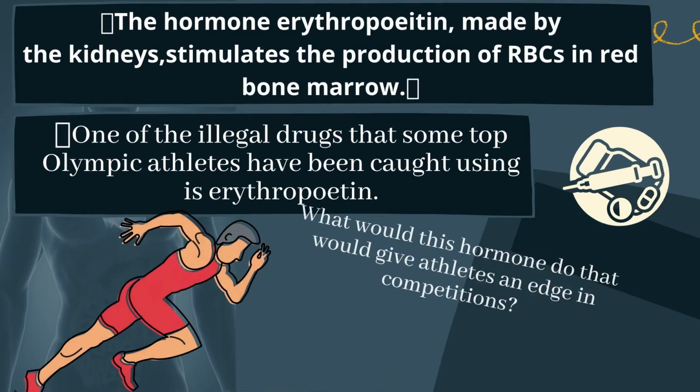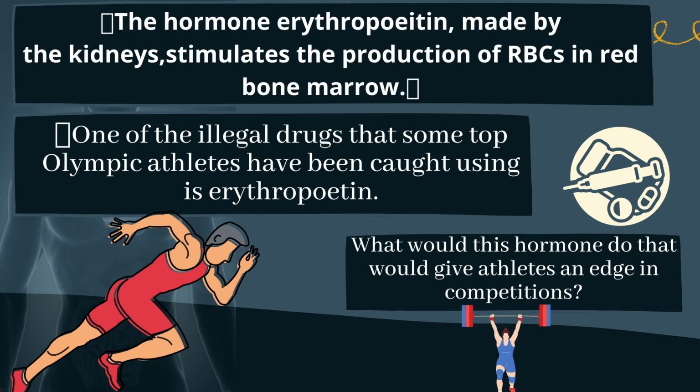Each hemoglobin molecule can carry 4 oxygen atoms. The presence of oxygen turns hemoglobin bright red. A certain hormone known as erythropoietin, made by the kidneys, stimulates the production of RBCs in the bone marrow. And one of the illegal drugs that some top Olympic athletes have been caught using is erythropoietin. What do you think this hormone will do that will give athletes an edge in competitions?